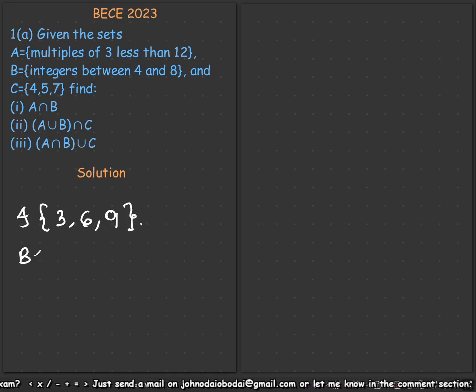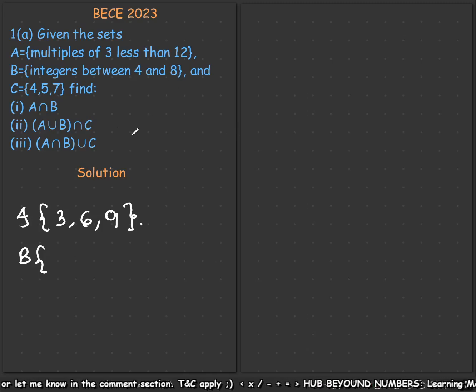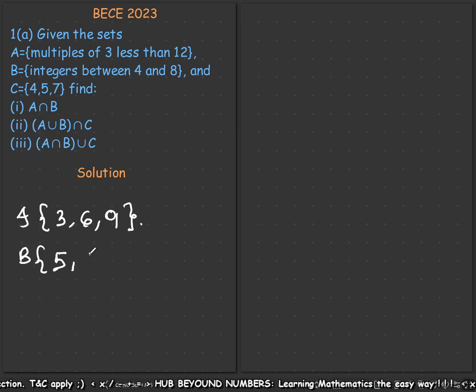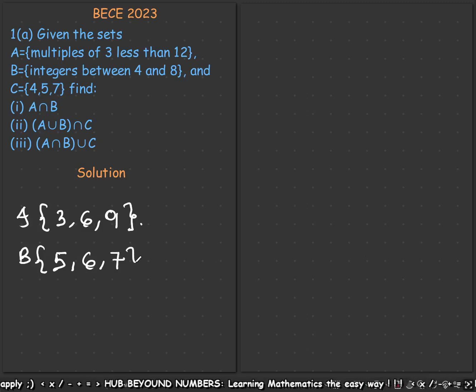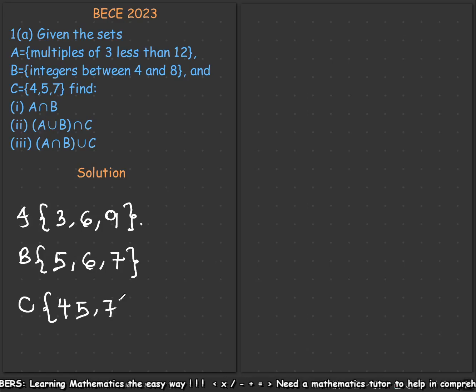Then we come to B. Looking at B, we have integers between 4 and 8. Integers are positive and negative whole numbers. But this time around, we are being restricted to 4 and 8 exclusive. That is, we are listing all the integers between these numbers. So with that, we would have 5, 6, and then 7. These are integers. And then C was already given to us. So C is 4, 5, and 7.